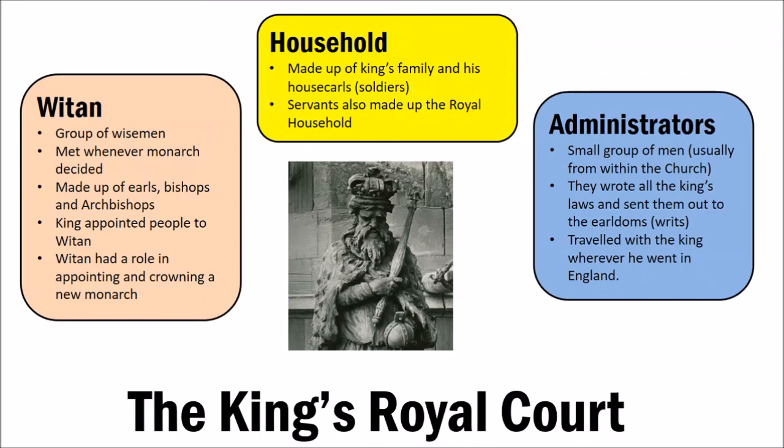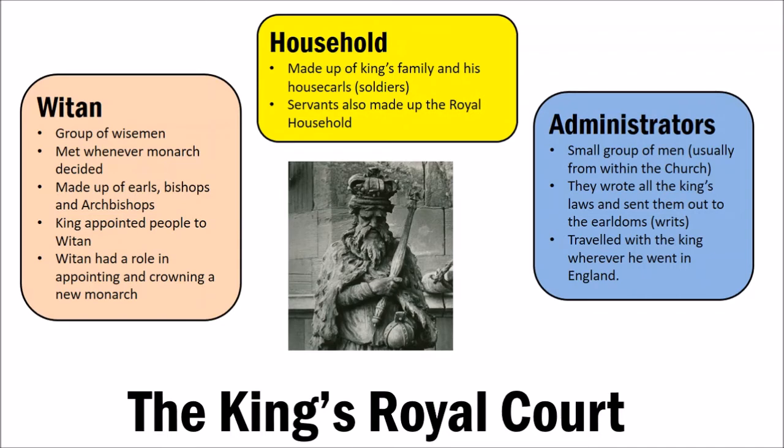The Witan was a group of wise men. It actually comes from the Saxon word which means a meeting of wise men. The king chose who could sit on the Witan. It was often earls and bishops. The archbishops of York and Canterbury were in there as well. It was made up of exclusively very important people. And they never had one specific place where they would meet. The king would decide where they met, when they met.